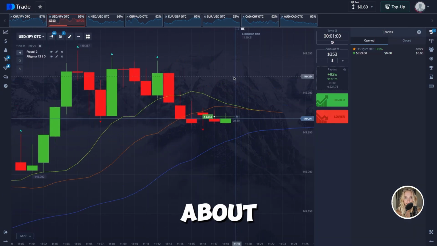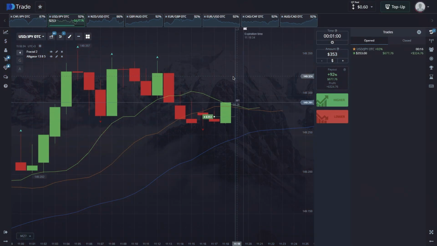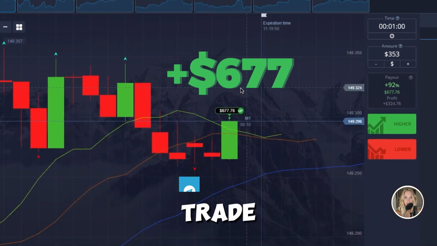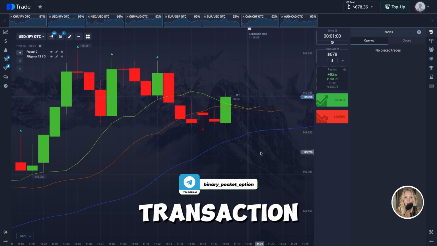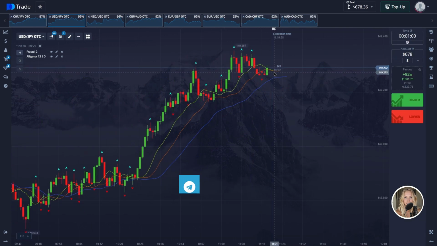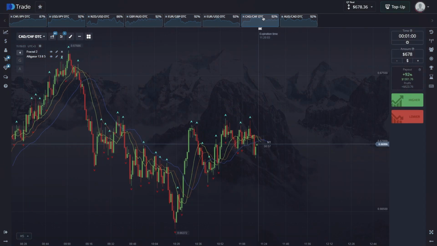We have about 25 seconds left. And our next trade closes easily again, without any problems. Plus, we will change the value of the transaction and continue our trade. We will select the next currency pair.